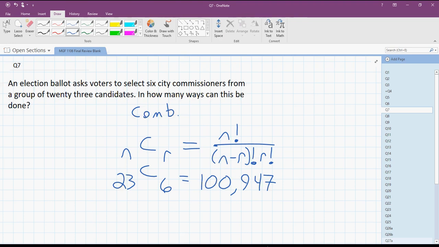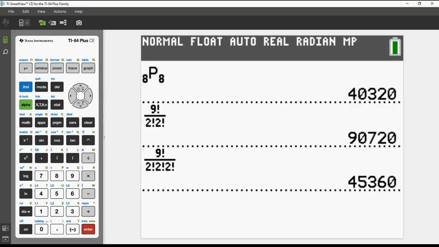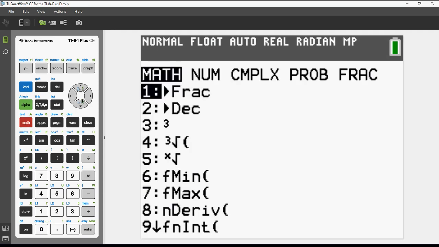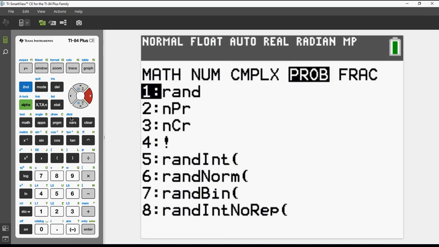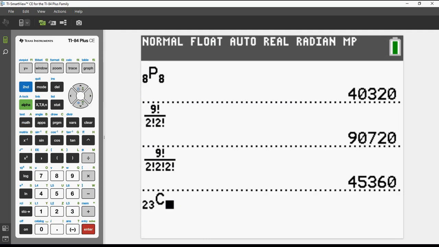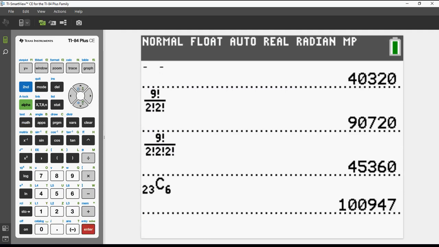Again, we just go to our calculator and we let it run. So let's take a look at that real quick. So there are 23 people that are vying for the job. We go under math, scroll to your probability, and then this time we want number 3. And then there are 6 positions. And there you go. Let the calculator do the dirty work for you. Okay, let's jump back in.